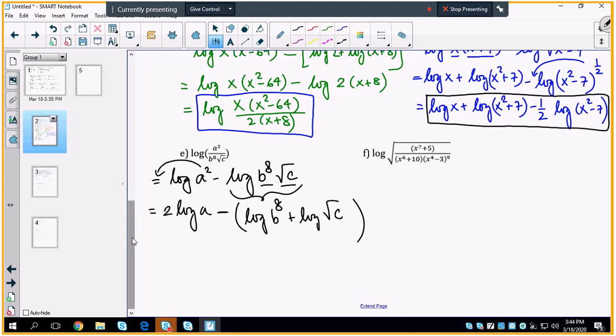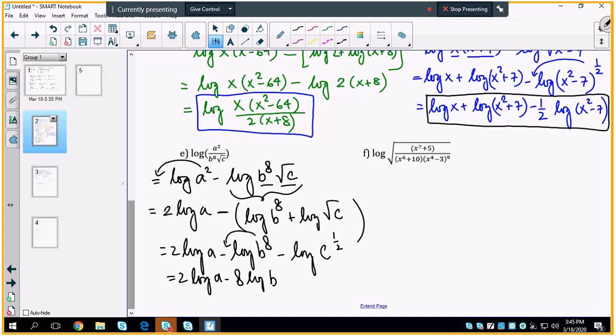Now play with the powers. So you get 2 log of a minus log of b to the power 8 minus log of c to the power 1/2. Again, I'm changing the square root as a power 1/2. Also, I distributed the minus. So I get 2 log of a minus 8 log of b. What did I do? I used the power rule to bring the 8 in front. Minus 1/2 log of c. And that's all I can do with this logarithmic function. So I have done the proper expansion and I got the final answer to my question.